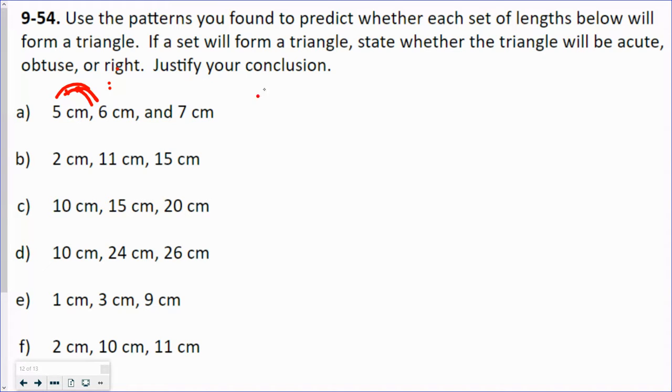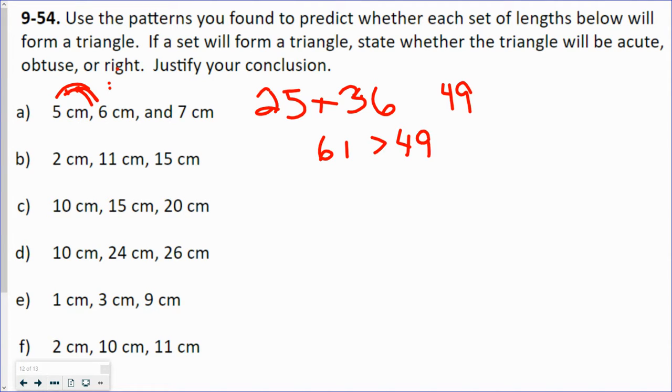So now 5 squared would be 25. 6 squared would be 36. And 7 squared is 49. Oh, 25 plus 36 would be 61. And 61 is greater than 49. So it is a triangle. And since the area of the two smaller sides is greater than the area of the larger side, this is an acute triangle.